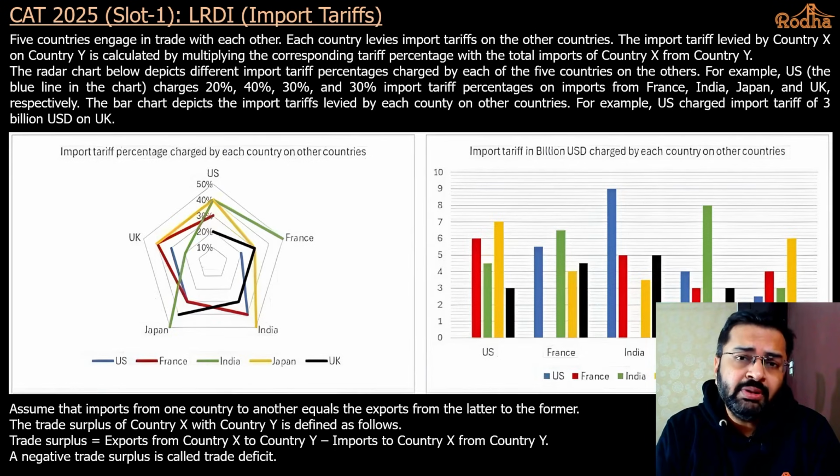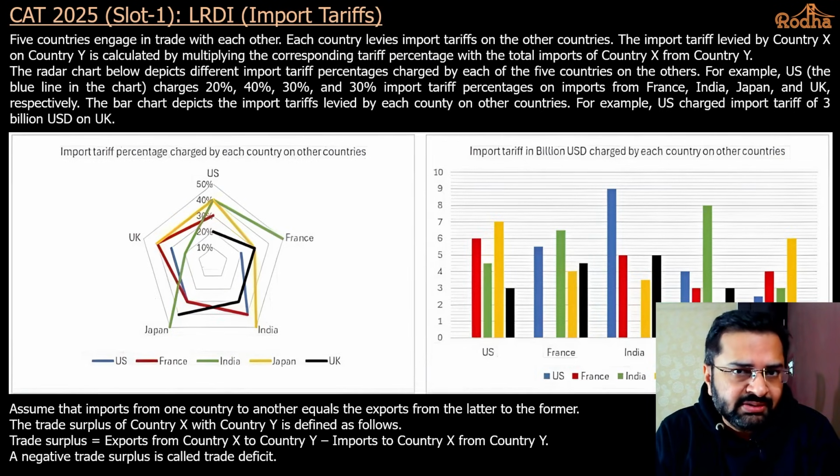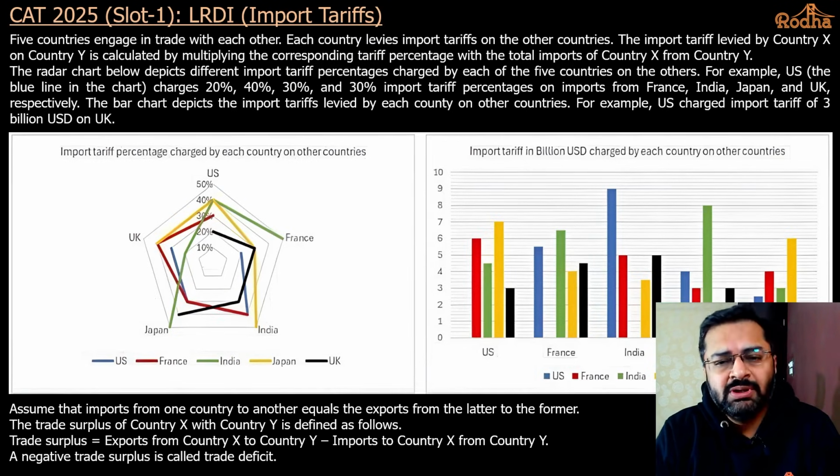Hi friends, let us discuss this LRDI set which appeared in slot 1 of CAT 2025. It is different from other sets that appeared in the slot because this is pure data interpretation. There is not much use of logic or logical reasoning here, and this is very rare in CAT these days. Most of the sets are dense in logic these days, so this can be a relief for people who are not very comfortable solving puzzles. This is not very difficult.